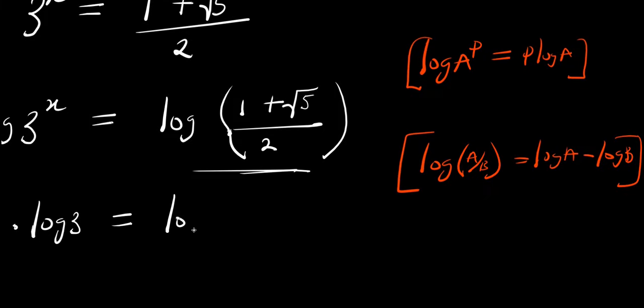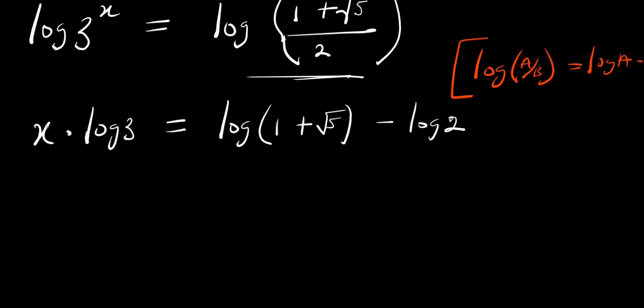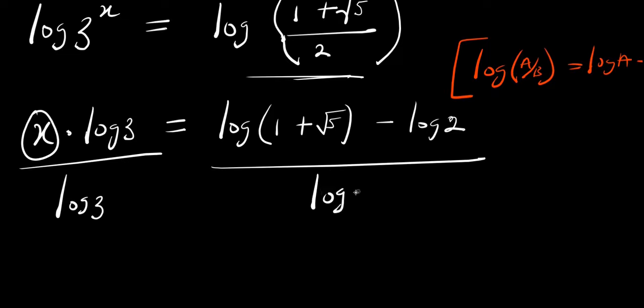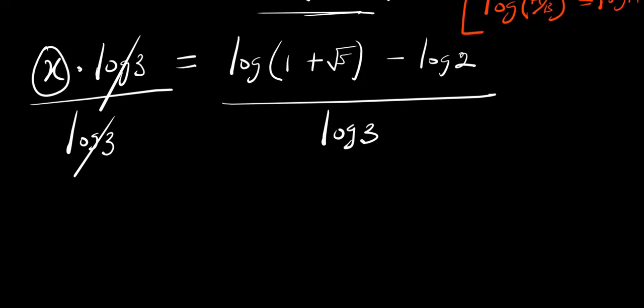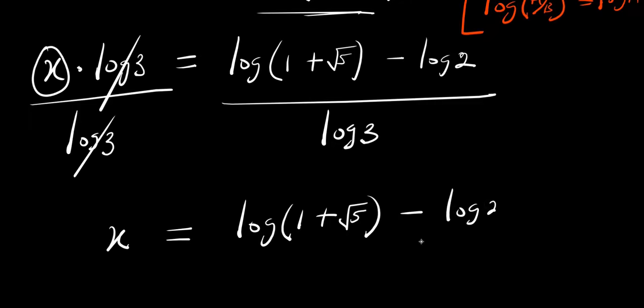That means we will have log of 1 plus root 5 minus log 2. So we can isolate x by dividing this by log 3 and also dividing this by log 3. Log 3 eliminates log 3. So what we are going to have will be x equals log of 1 plus root 5 minus log 2, divided by log 3.